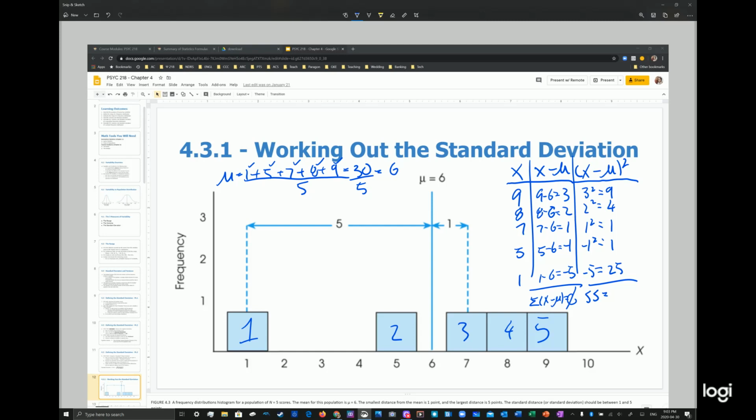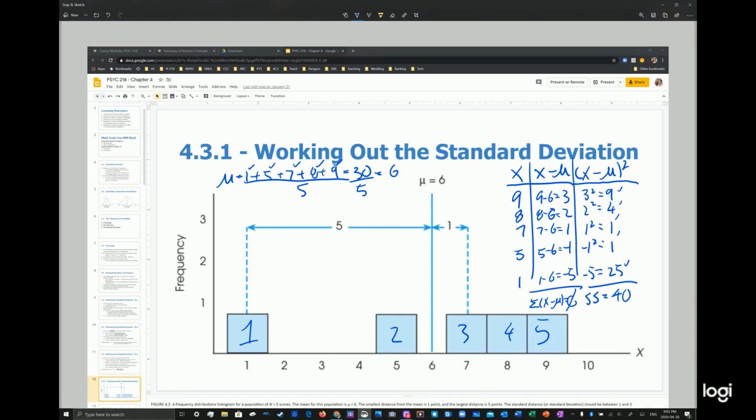Okay, so our sum of squares, I could write sigma and then x minus mu in brackets all squared. I'm just going to write sum of squares. Here we got 10 plus 25, that's 35, and then plus 5, that's 40. So we calculate our sum of squares. Let me double check one more time. 9 plus 4 is 13, plus 1 is 14, plus 1 is 15. Okay, 15 plus 25, that's 40. So far, so good. Now let me be careful with my next step. All right, so sigma squared.